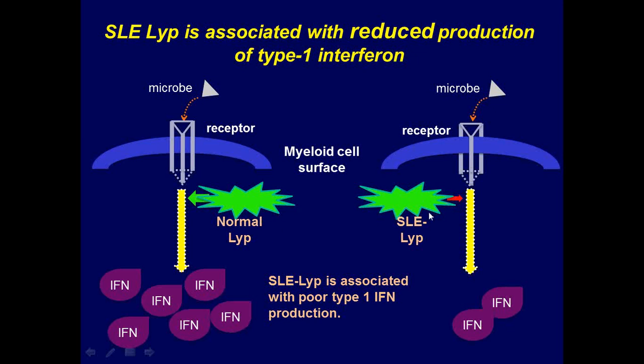On the right-hand side of the slide, we'll contrast now. The microbe comes along, hits the receptor, drives a signaling pathway to produce type 1 interferon. But because the SLE lip is present in that cell, there is less type 1 interferon coming out of the pipeline at the end. And so the signaling pathway is not promoted as efficiently when a person carries this SLE lip. And the end result is reduced type 1 interferon. This is a critical point. This is our main observation about this gene. Next slide.